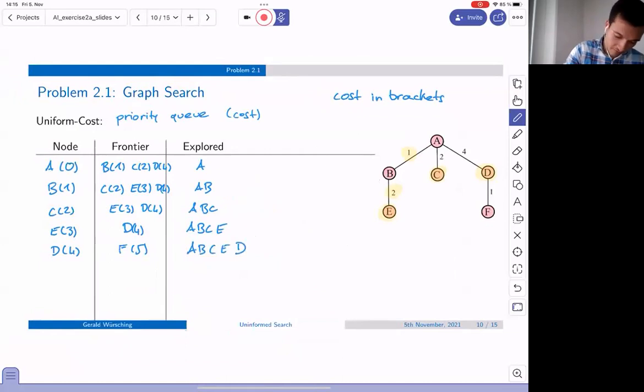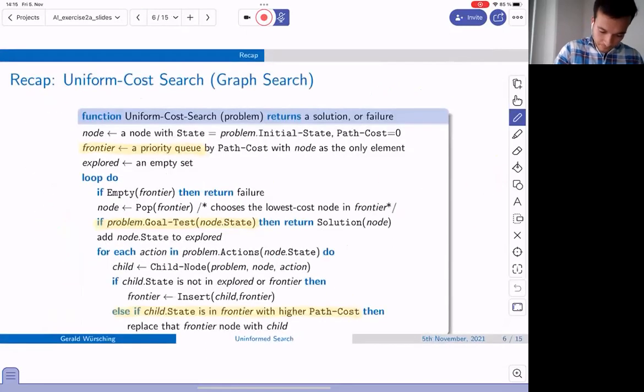And the next thing is pretty simple. So we have F5. What does our frontier look like now? Somebody can write in the chat. Yeah, it's again the empty set, no frontier. And yeah, we have basically reached our goal. So we can just say A, B, C, E, D. In this case, let me jump back to the algorithm once again.